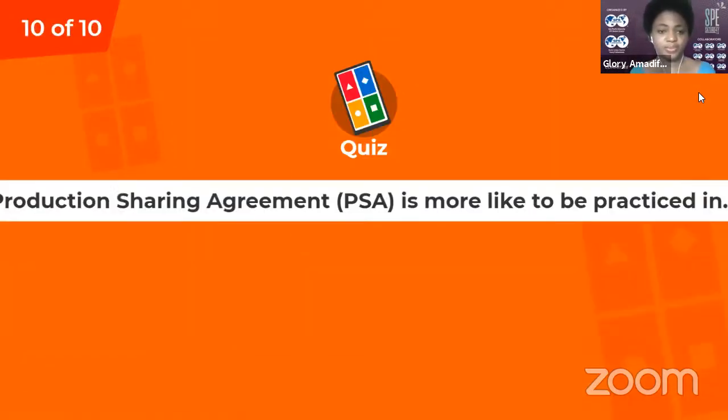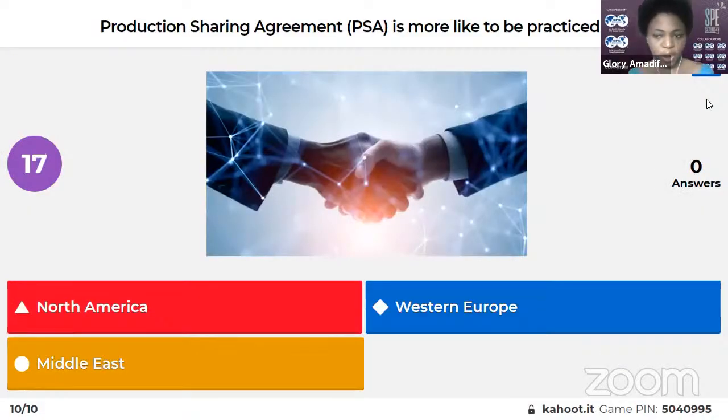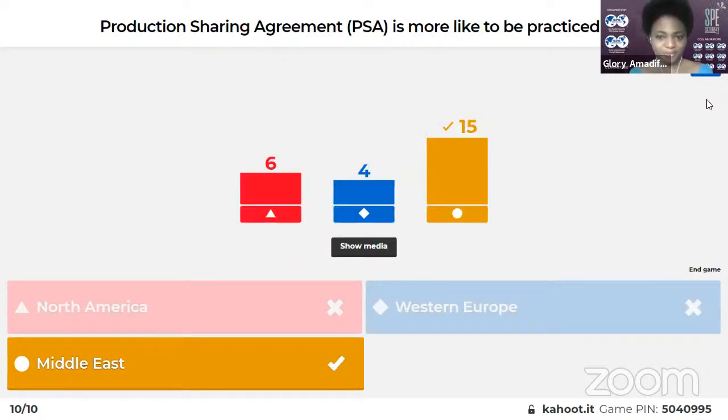Production sharing agreement is more likely to be practiced in North America, Western Europe, Middle East. So let's get that. So we have 15% got that.